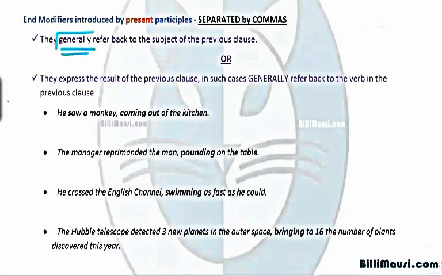They generally refer back to the subject of the previous clause, or they express the result of the previous clause. In such cases, generally, once again, they refer back to the verb in the previous clause. Why have I mentioned generally in both these cases? Because in each of these cases we have one exception. In this video I will not discuss those exceptions, rather I'll take them up when I am discussing the modifiers chapter. So let's see the examples.